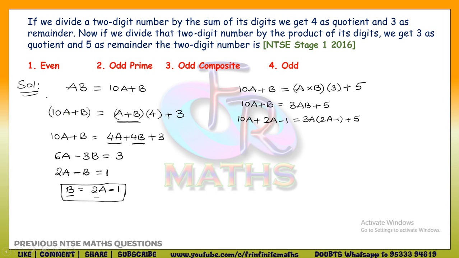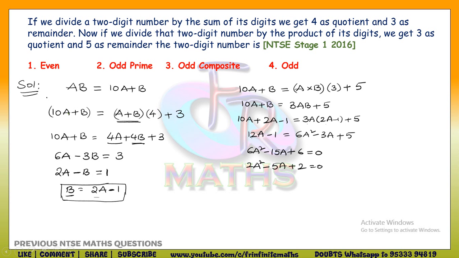Now on simplification, 10 plus 2 is 12A minus 1 is equal to 3 times 2, that is 6A square, 3A into minus 1 is minus 3A, plus 5. Now transposing everything, I can write 6A square, minus 12A, minus 3A is minus 15A, minus 1 transposed becomes plus 6, is equal to 0. Again, in each and every term we have multiples of 3. Then I can write 2A square minus 5A plus 2 is equal to 0.